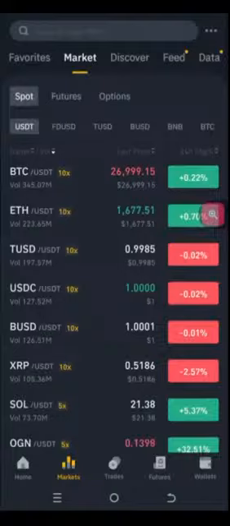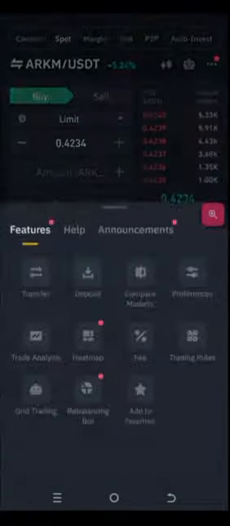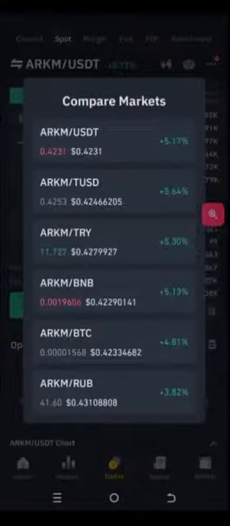Yeah. So if I go to my spot trading section here and I click on the 3 dots, it will bring out a couple of things, and under it you will see compare market. Now, depending on the version that you have, it might be a little different. This is the updated version, right? So if you don't update your own app, you might not see it exactly like this, but definitely you will see compare market somewhere along the line.